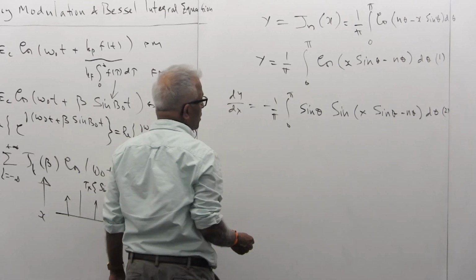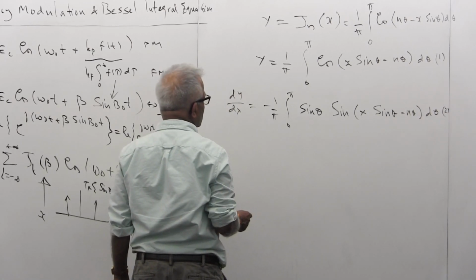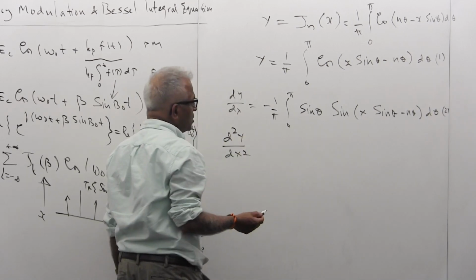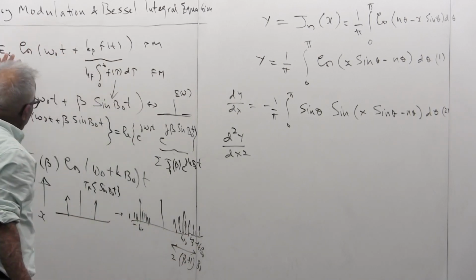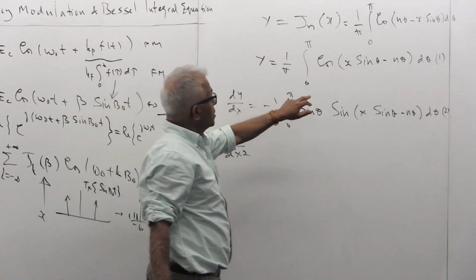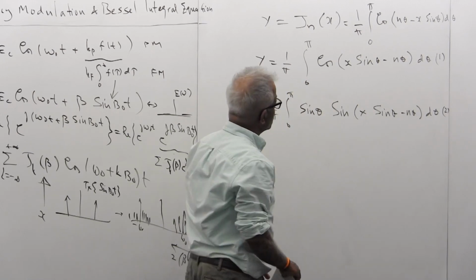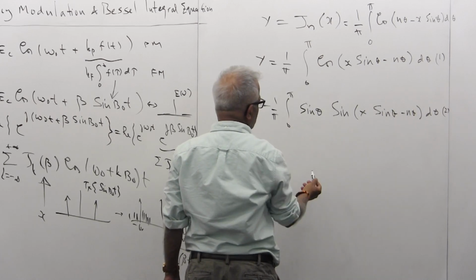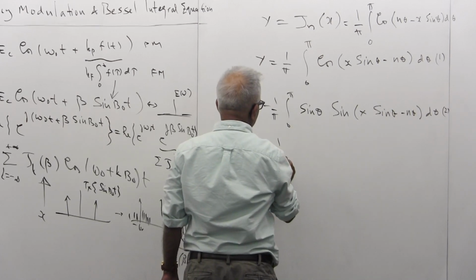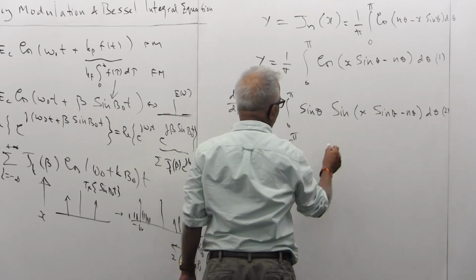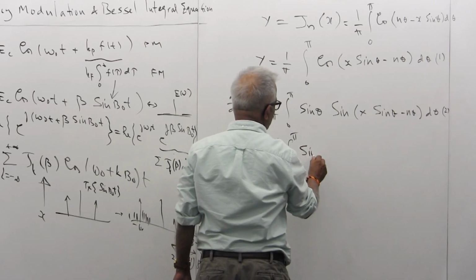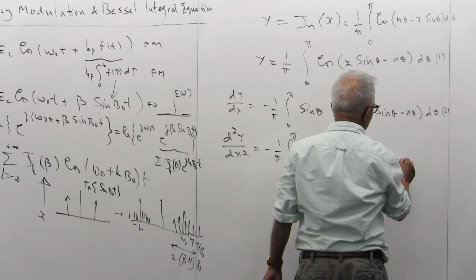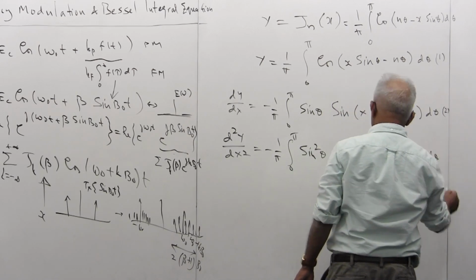And I'm going to do the derivative of this again with respect to x. So it's a second order differential equation. Again, it's a standard equation. My point is to derive it from this definition. From the trigonometric expression, I want to go to the differential equation. So this will be my derivative of sine is cos, so this minus will stay. This is 0 to pi. Derivative of the inside quantity with respect to x. So that will be sine squared theta cos x sine theta minus n theta d theta.